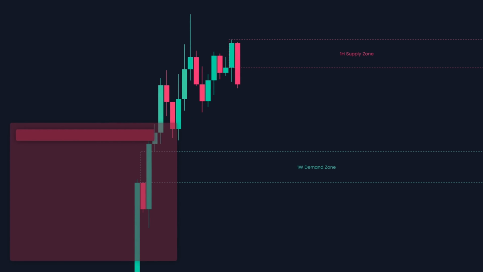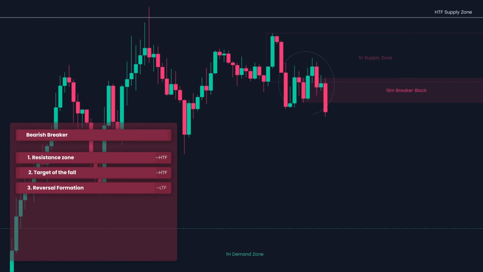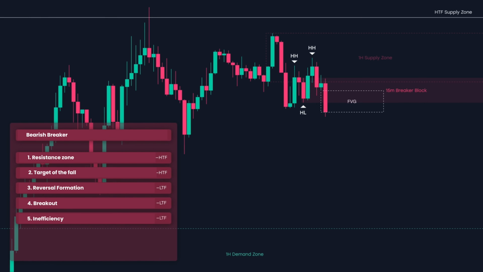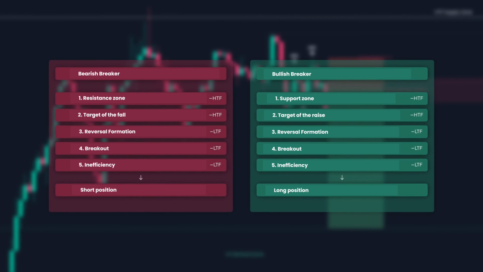So, in order to trade a bearish breaker, you need to identify the resistance zone from which a reversal will form, and then determine the target for the upcoming decline. This is done on higher time frames. The lower time frame is used to identify the reversal formation, which often resembles the letter M and consists of structural higher highs, higher lows, and another higher high. An impulsively falling candle that breaks through the higher low must close below it, leaving behind bearish inefficiency. This simple combination of factors will allow you to place a limit order to open a high quality and highly effective short position. With a bullish breaker, everything is the same, just the other way around. Everything is on the screen, so I won't repeat myself.